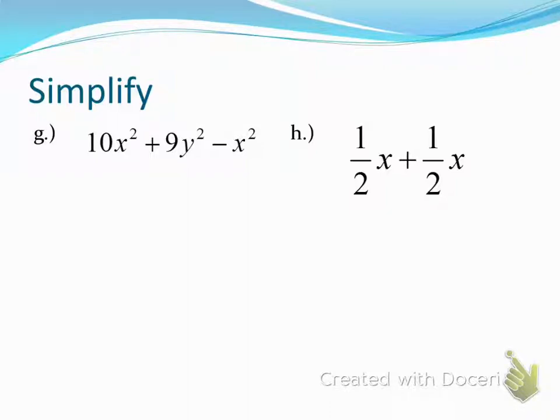Jamal, on G, what can we combine? 10x squared and negative x squared. Very good. The 10x squared minus x squared, what did that give you? 9x squared. Wonderful. 9x squared. Is there anything to combine with the y squared? No, there's nothing else left. So that just comes down as part of our answer.